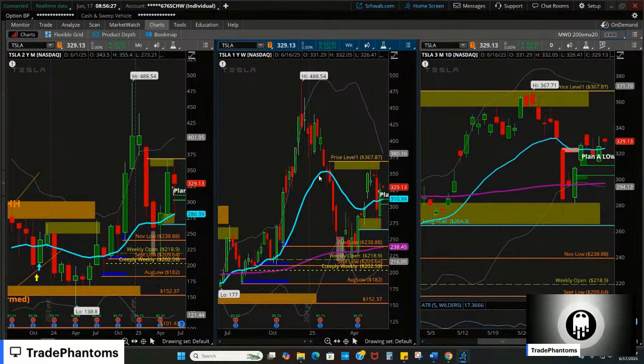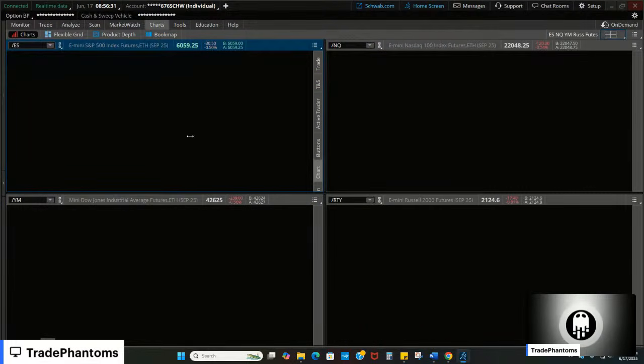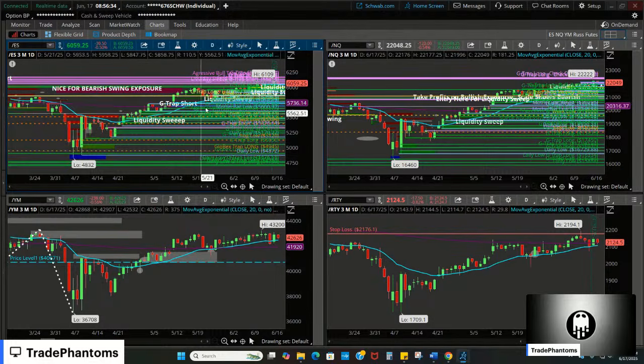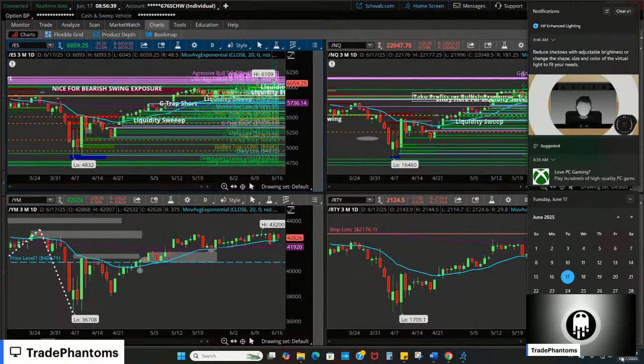We've got the major 4 indexes here: the S&P futures on the upper left, NASDAQ upper right, Dow Jones lower left, and Russell 2000 small cap on the bottom right. This Friday, June 20th, is noteworthy. It's going to be what's called triple witching, where we have the S&P futures expiring in June, the monthly options expiring, and the index options expiring along with stock options. So it's called triple witching.